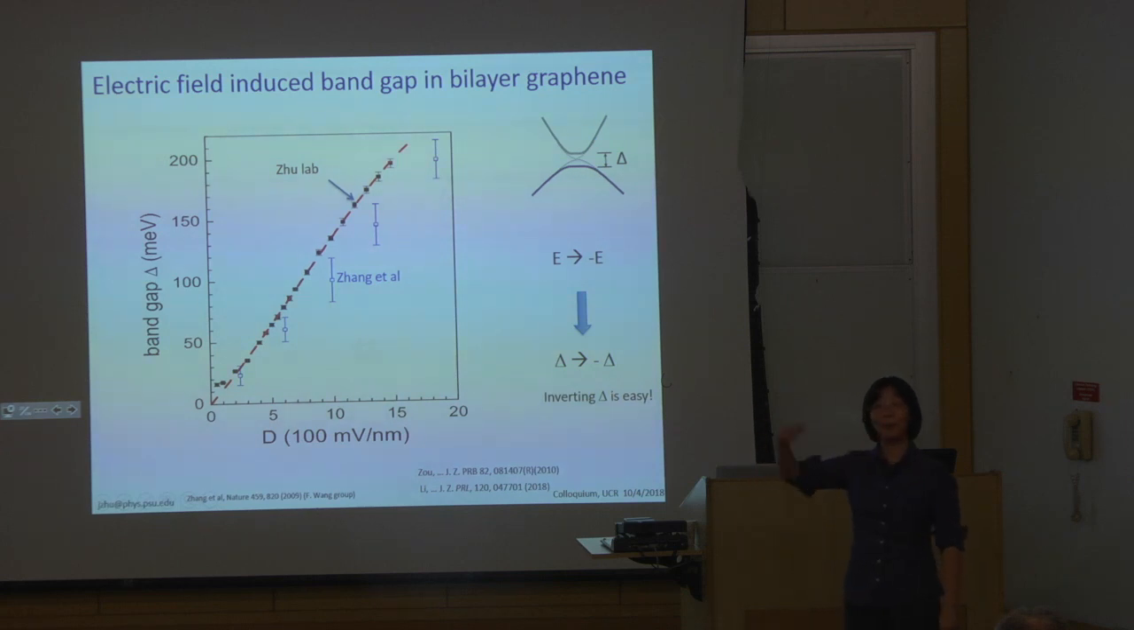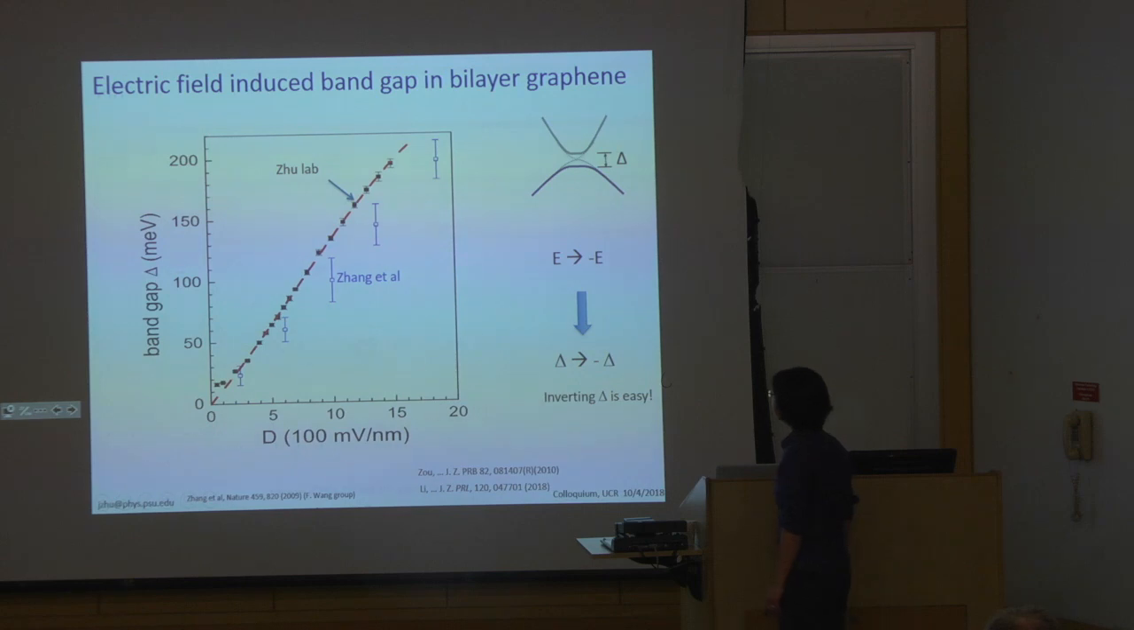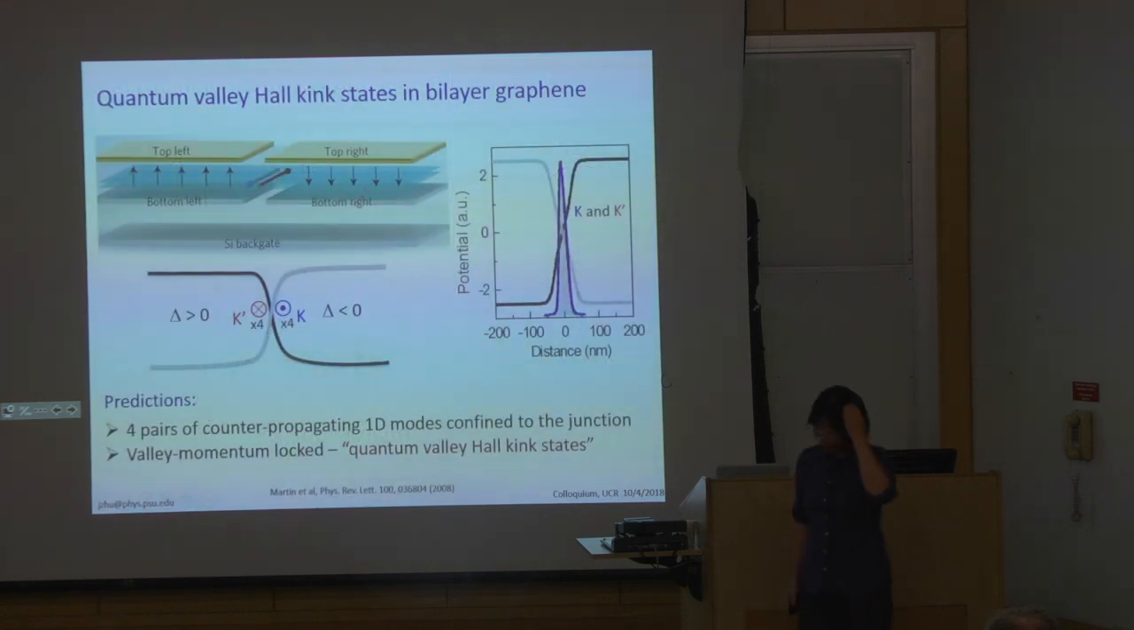Moreover, you just flip the electric field, and then you would flip the sign of the gap, right? So that part is easily done now, because my gap is created with the electric field. Okay. So came a prediction about 10 years ago by Martin et al.